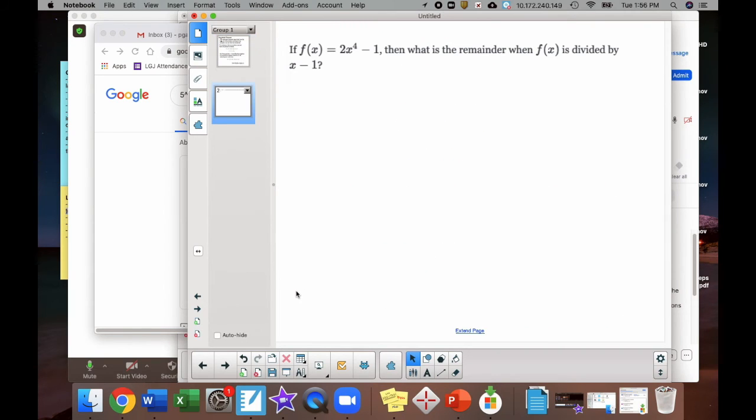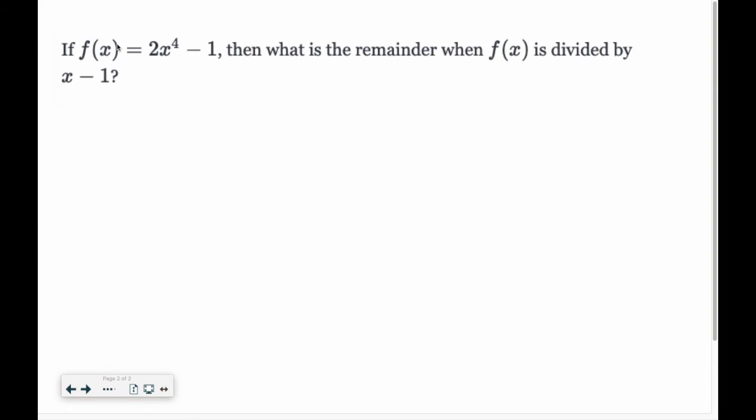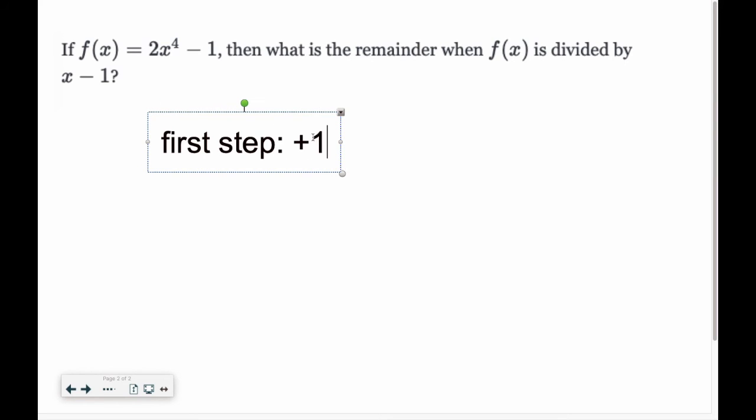Now, we can try it with this one. If f of x is equal to 2x to the 4th minus 1, then what's the remainder when f of x is divided by x minus 1? So, first step is we need to switch that to a +1.